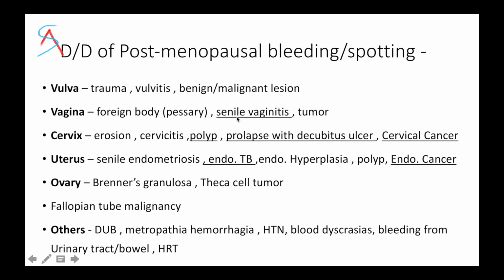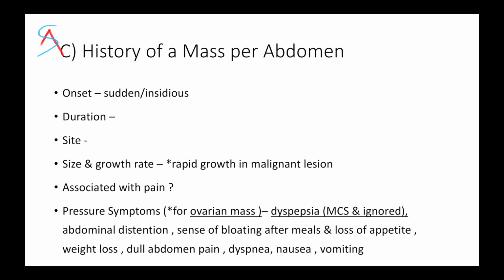So the differential diagnosis of postmenopausal bleeding or spotting is mostly senile vaginitis, polyp, or prolapse with decubitus ulcer, or cervical carcinoma. In the uterus it could be endometrial tuberculosis, as TB is very common in India, or endometrial carcinoma.